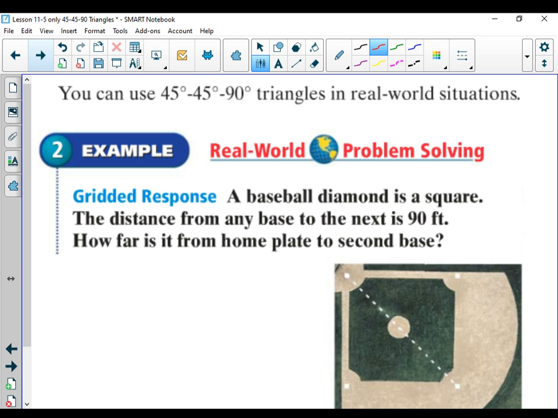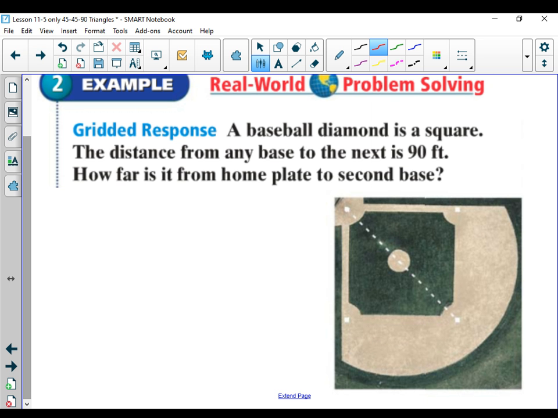Leighton, this one's for you. Turns out, did you know this, Leighton? Between any base to the next base is 90 feet. Did you know that? So from first to second is 90. From second to third, 90. Third to home, 90.